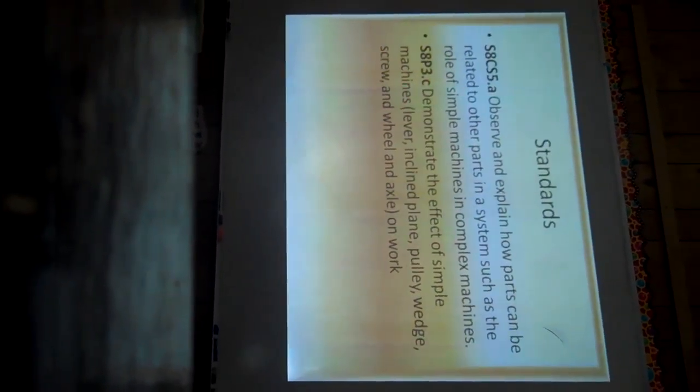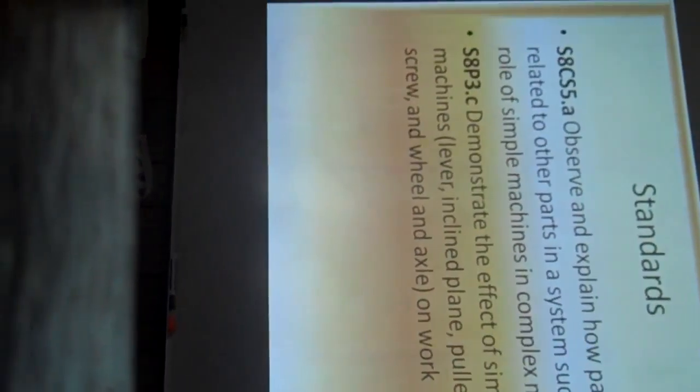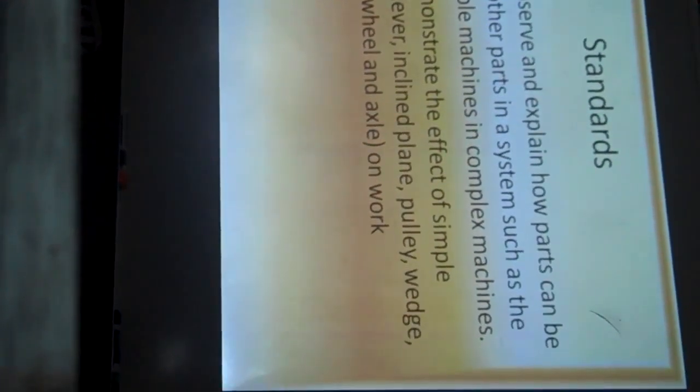The standard, I got this off the textbook, so I think this is right. Observe and explain how parts can be related to other parts in a system, such as the role of simple machines and complex machines. And demonstrate the effect of simple machines on work, and it lists simple machines.